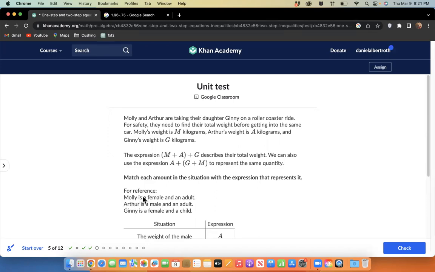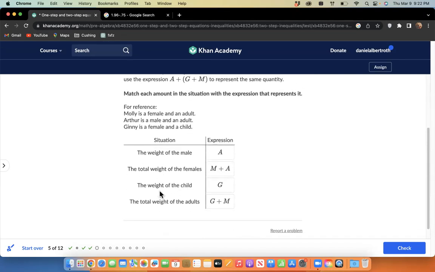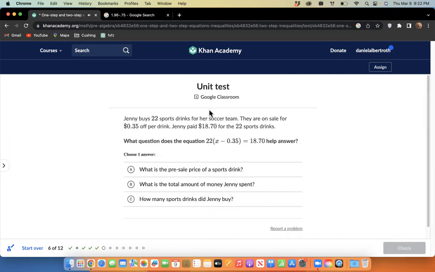For example, Molly is a female and an adult. Arthur is a male and an adult. Ginny is a female and a child. The weight of the male, that is Arthur, A. So it's in the right place. Total weight of the females, that is Ginny and Molly, G plus M. Weight of the child is Ginny, and then the adults are M and A, Molly and Arthur. That is so strange. What a weird question.